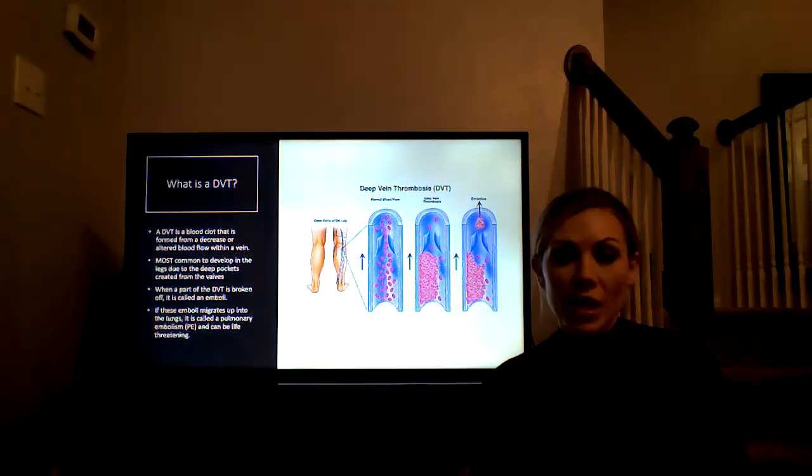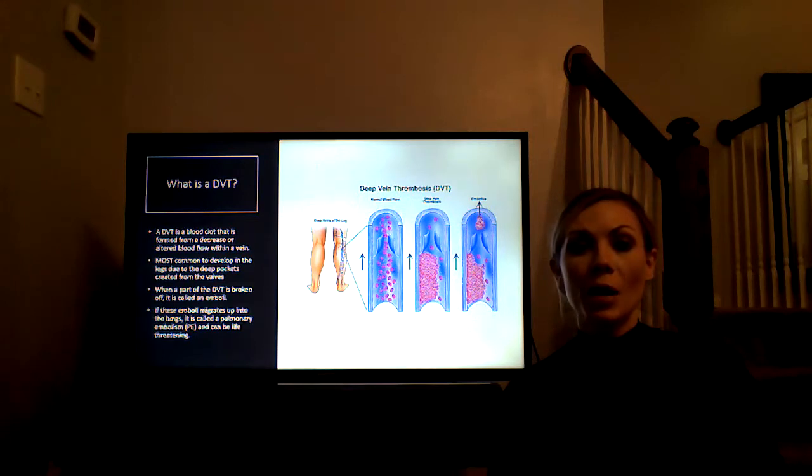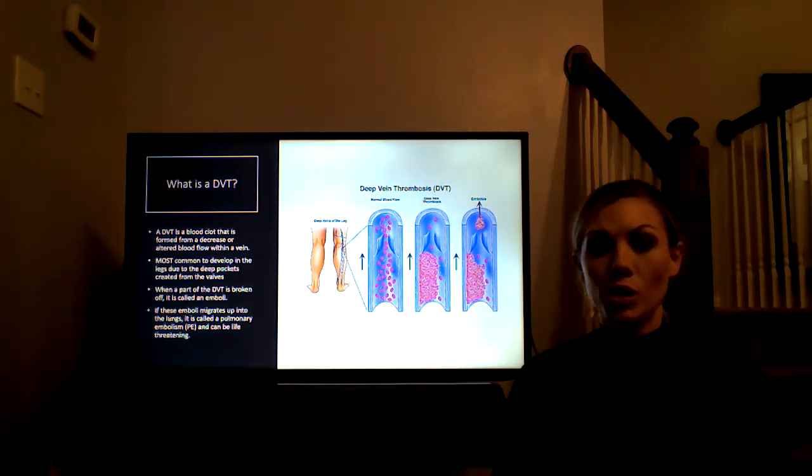Today we're going to be talking about what a deep vein thrombosis is, which is also known as a DVT. So what is a DVT? It's some kind of obstruction in the blood flow. It is more common in deeper vessels, so 90% of these cases happen to be in the legs. It happens whenever there's some kind of obstruction in the blood flow.